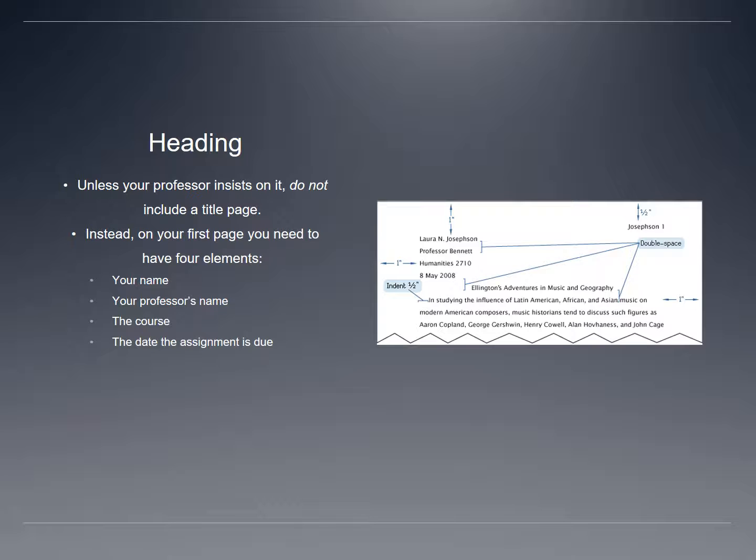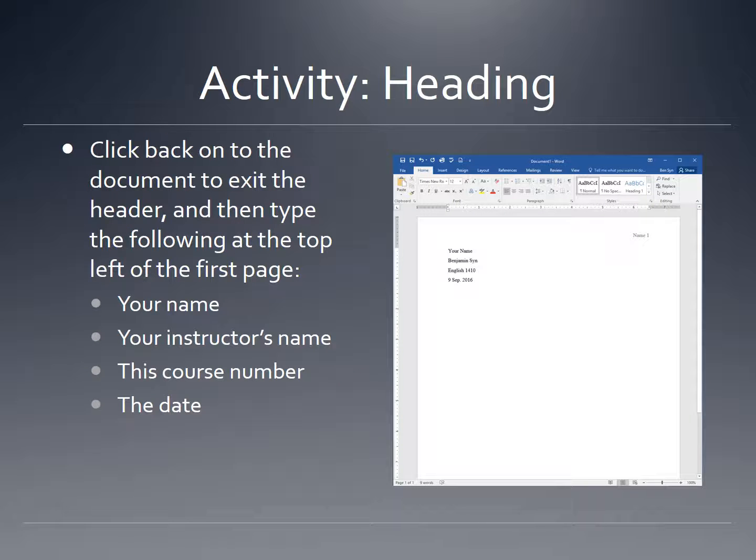Third one, the course. Why do we need the course? Guess what? Your teacher teaches a lot of classes, and it's nice to know when he or she is grading this paper that he or she can find out which class you're from compared to the other 3, 4, or 5 he or she may be teaching. The last one's the date. I like the date that it's actually due, but the date is fine. So take a moment, go ahead and click back into your document, type your name, type my name, type the course number, English 1310, and the date.